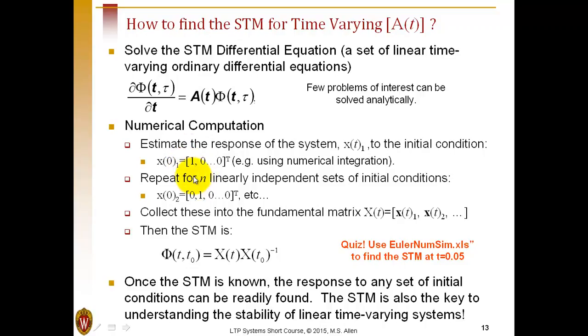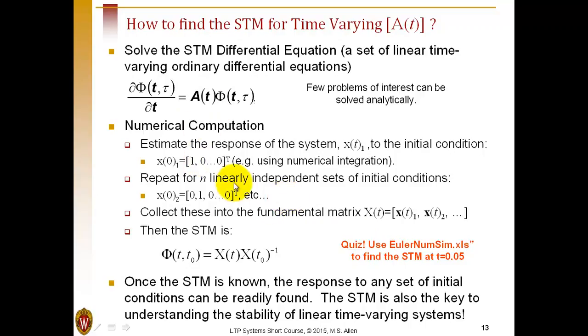We repeat that n times, where we alternate which state is given a value of 1, and we collect those into a matrix. And then, since the initial condition matrix is an identity, that matrix of responses is the state transition matrix. Because the system is linear, if we multiply by a vector of responses, we will simply scale each of those solutions to the initial condition, and we immediately produce the response. So this is a powerful approach, and it can be done very cheaply.